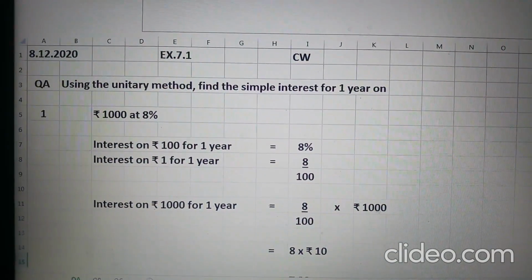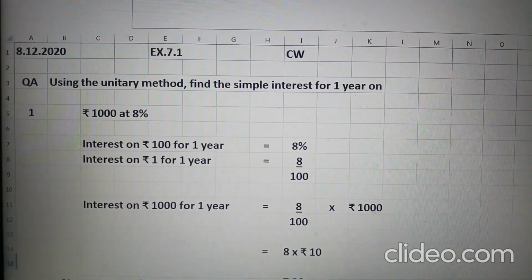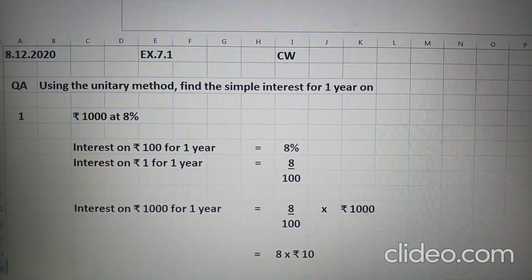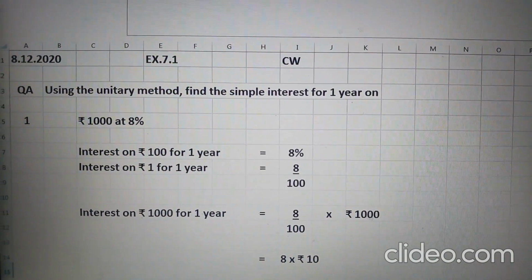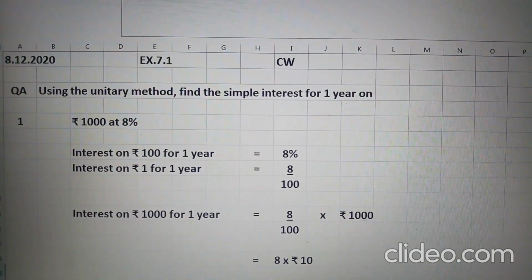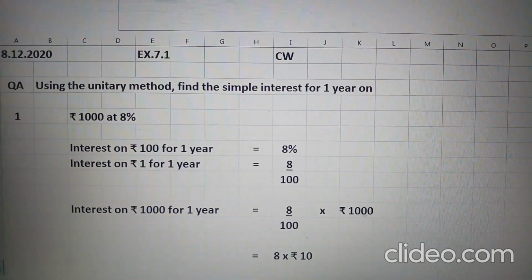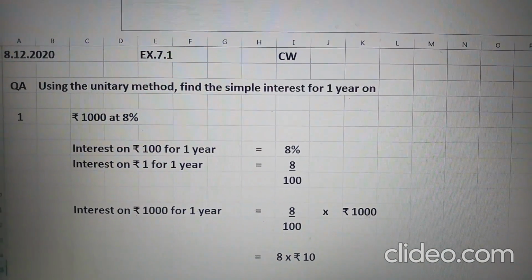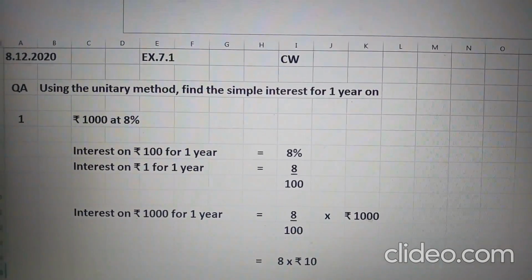Hello children, today we are going to start exercise 7.1 and the question is: using the unitary method, find the simple interest for 1 year on. Children, you have to find simple interest for 1 year using the unitary method. The first part is ₹1000 at 8%. You have to find the interest on 1000 rupees at 8% for 1 year.